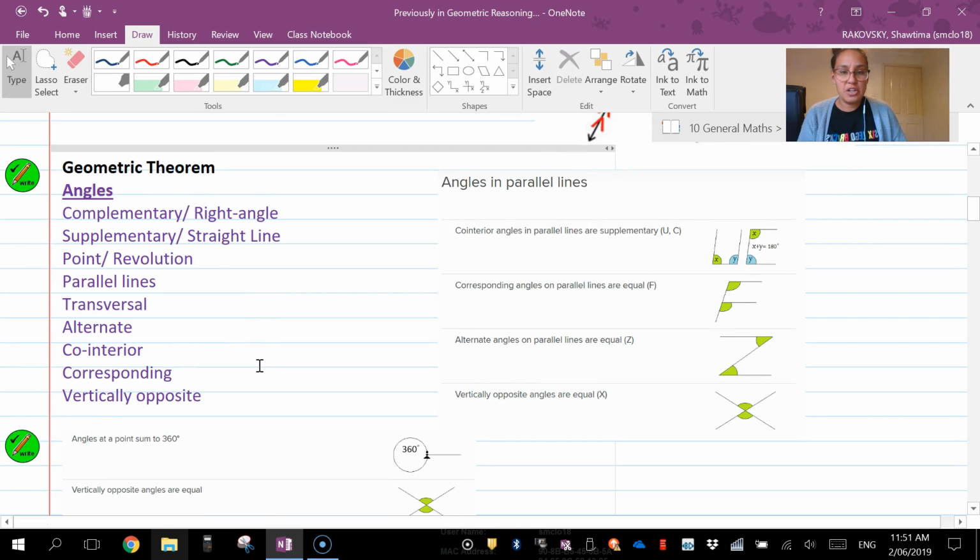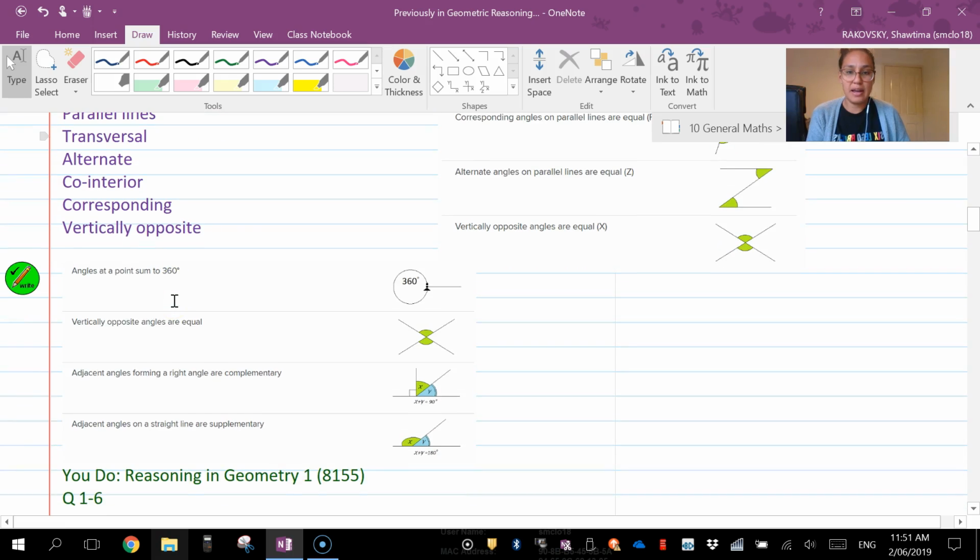Looking at the geometric theorem recall that we need to remember, you've got all these words here, so you should be able to recognize what those things are. I would recommend that you organize these in a way that suits you. You might want to start off with the basics like the angles in a straight line and a point and so forth. Angles in a straight line are 180 degrees, or supplementary. Angles that add up to 90 degrees are complementary.